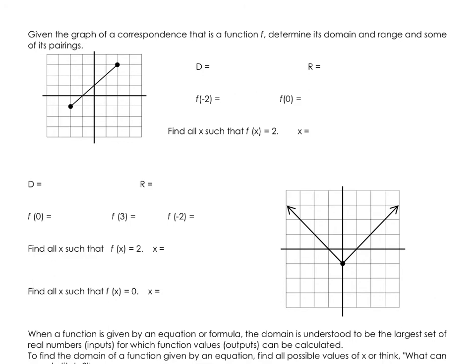Given the graph of correspondence, that is a function f, determine its domain and range and sum of its pairings. So this is our graph. We want to know what is the domain. Remember, domain will be x values. How far right and left can the graph go? So it looks to me like it goes back here to -2. How far right? It goes up to +2. So the domain will be x has to be between -2 and +2.